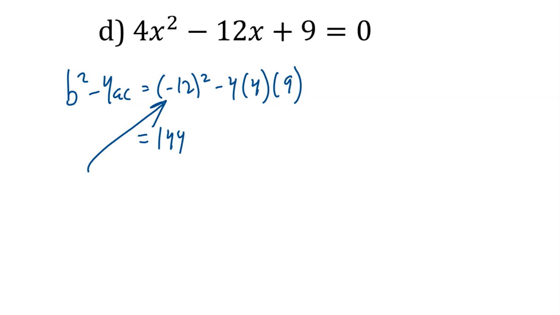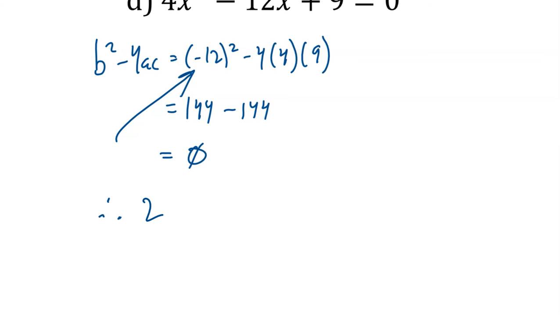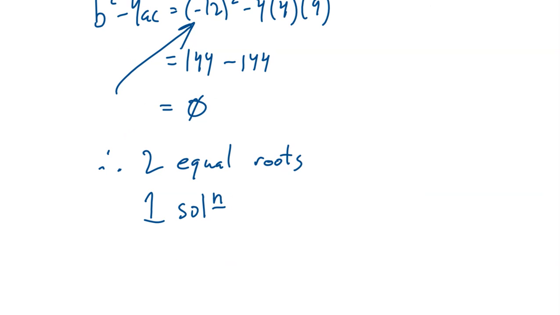Okay? So 4 times 4 is 16. 16 times 9 turns out is 144 again. So those two parts were equal, and I got 0. This is the case where you have two equal roots when you get 0 for the discriminant. Okay? So therefore, you have two equal roots, which is one solution. And again, you can factor.